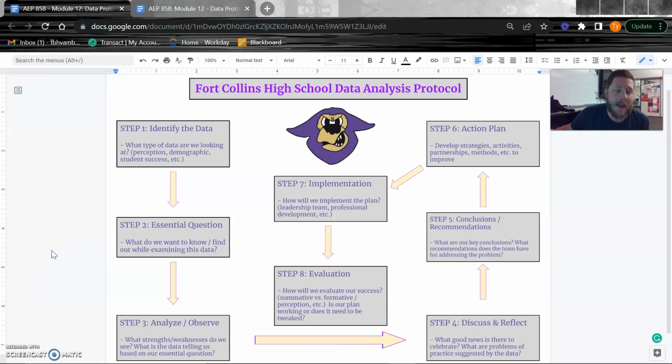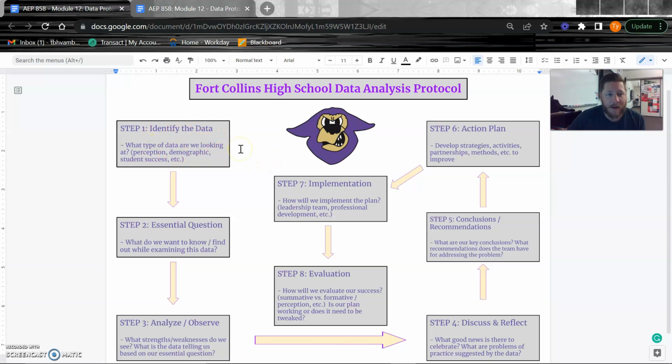This is my AEP 858 Module 12 Data Analysis Protocol for Fort Collins High School. So in front of us we have the Data Analysis Protocol graphic that I developed to walk us through the steps of analyzing data and the protocol of that at Fort Collins High School.